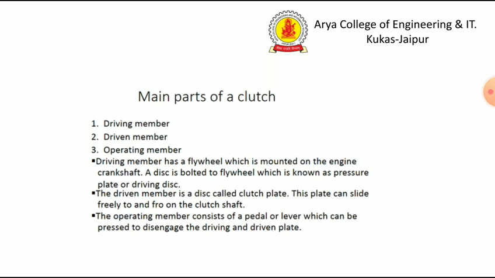The main parts of the clutch are the driving member, driven member, and operating member. The driving member has a flywheel which is mounted on the engine crankshaft. A disc is bolted to the flywheel, which is known as the pressure plate or driving disc. The driven member is a disc called the clutch plate. This plate can slide freely to and fro on the clutch shaft. And the operating member consists of a pedal or lever which can be pressed to engage the driving and driven plates.